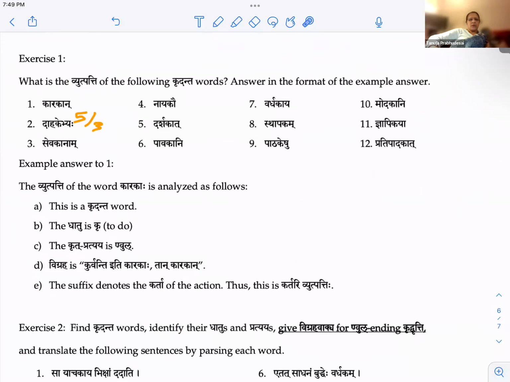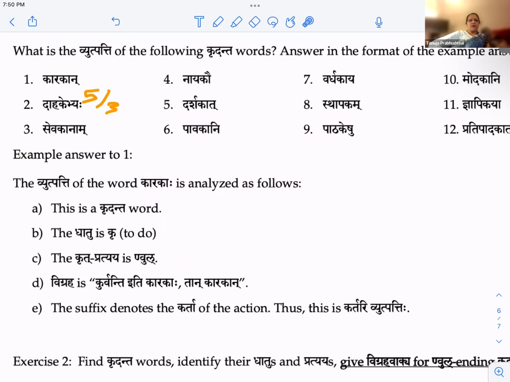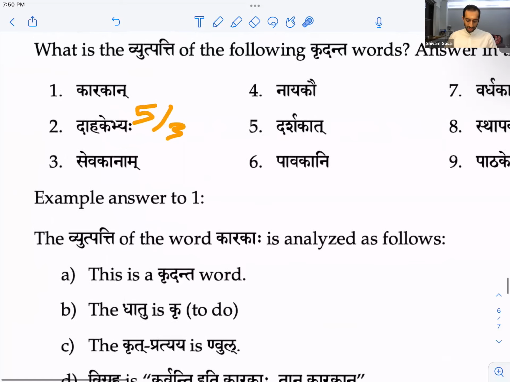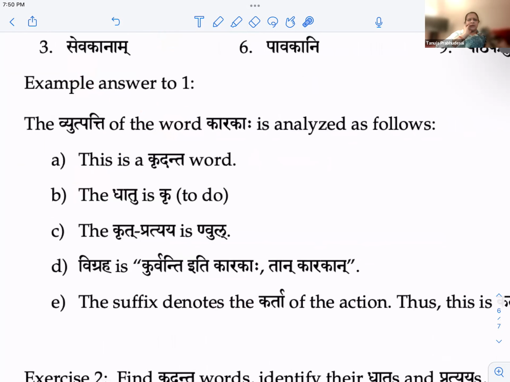This is a Kṛdanta of the word sevakaha. Yeah, that's fine. Sevakaha. This is a Kṛdanta word. The dhatu is... So here, what's before the? Yeah, sev, exactly. Dhatu is sev. The krut pratyaya is nvul.